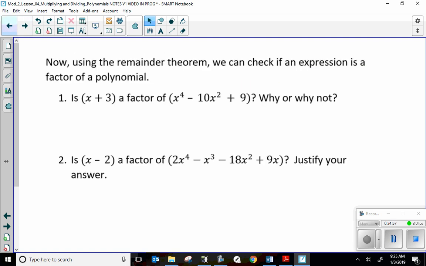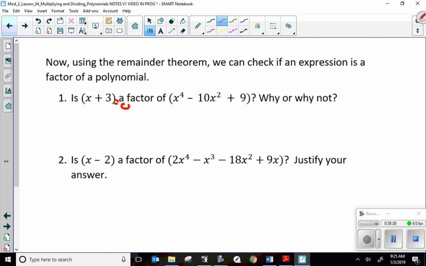I think we have these two problems and we're going to be done. Whew, this is a long one. Using the remainder theorem, we can check if an expression is a factor. So, is x plus 3 a factor of x to the fourth minus 10x squared plus 9? Why or why not? They always like to say explain, use words. This is Common Core, drives me crazy.